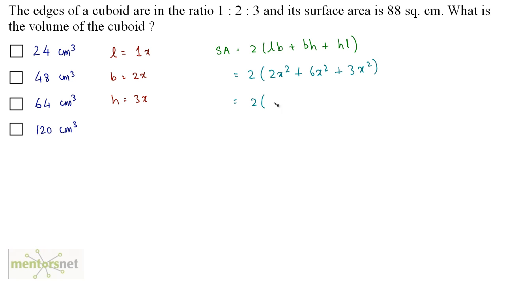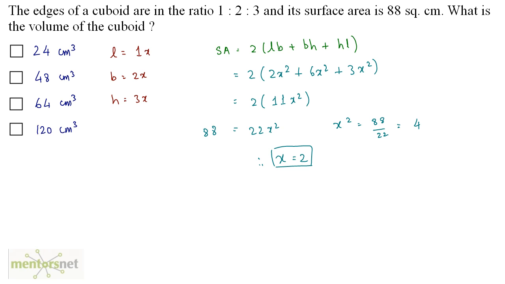So we have 2 into 6 plus 2 is 8 plus 3 is 11. So 11x square, and that is equal to 22x square. Well, we have been given the surface area, that's 88. Okay, so we can calculate x square. So x square is equal to 88 by 22, and that is 4. Therefore x is equal to under root of 4. Therefore I can say x is equal to 2.